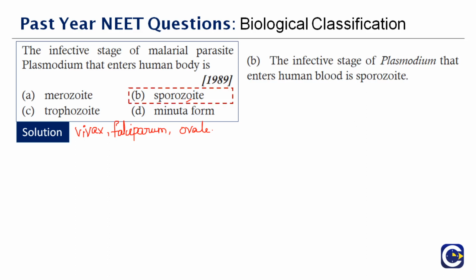The symptoms are fairly similar between African sleeping sickness and malaria, but in malaria the neurological system is not affected, whereas in trypanosomiasis the majority of the neural system is affected in the last stage. Therefore, the correct answer for this question is option B, sporozoite.